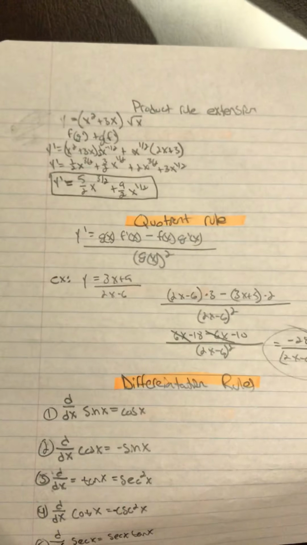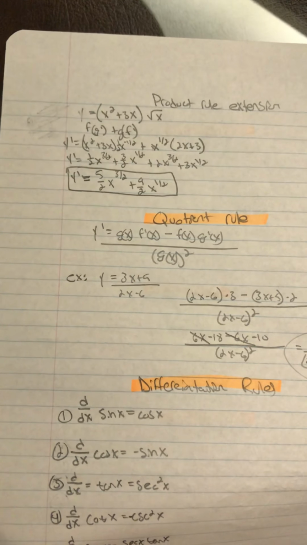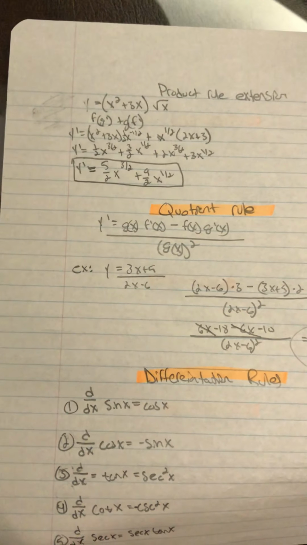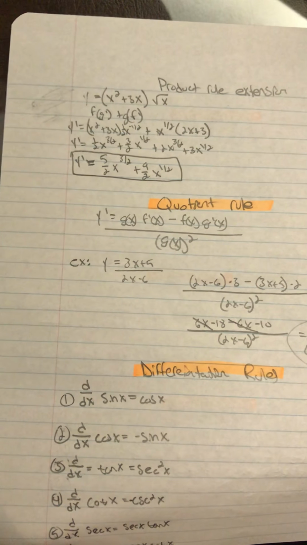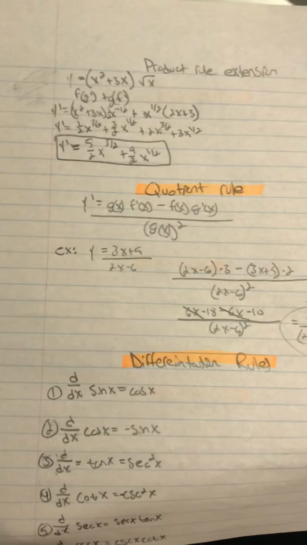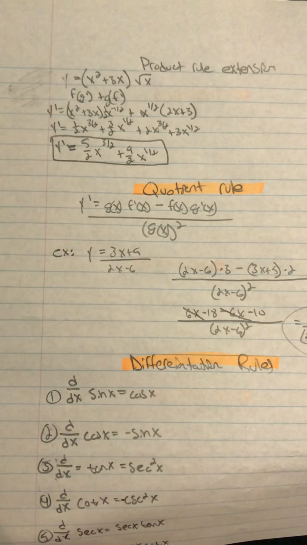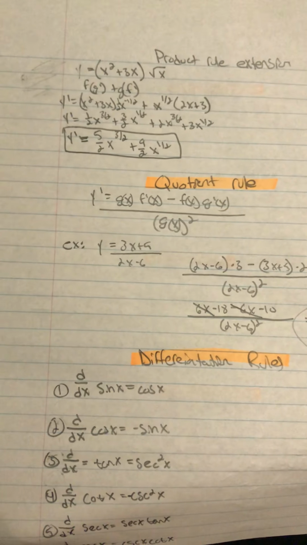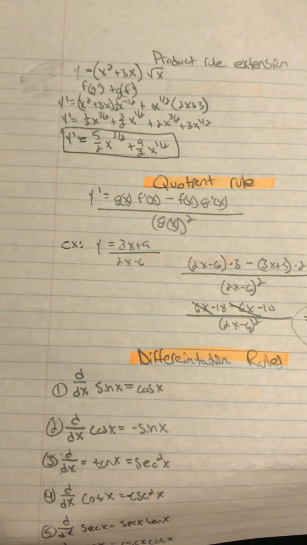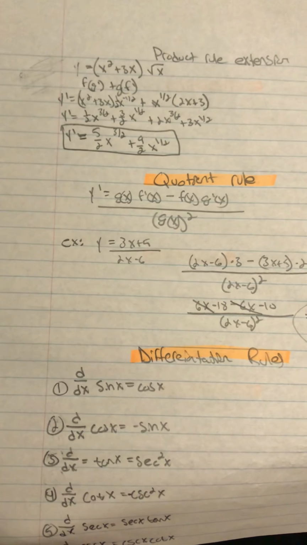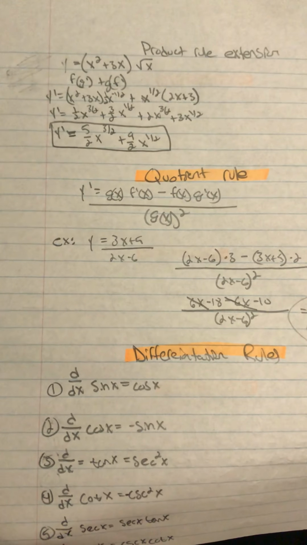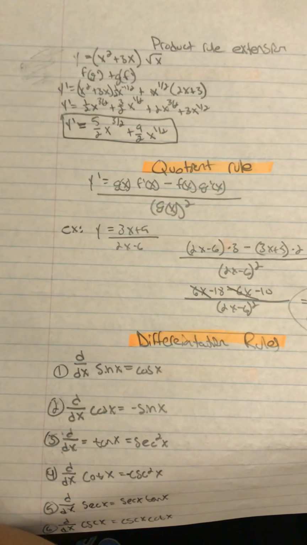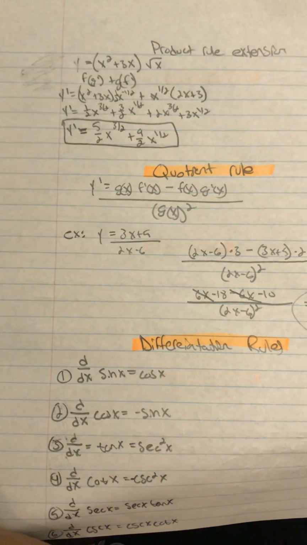Now you get your quotient rule. This equation is exactly how it should be whenever you're doing it, unlike the product rule where it can be kind of jumbled up. It's y prime equals g of x times the derivative of f of x minus f of x times the derivative of g of x, divided by g of x squared. Now, when we're doing that g of x squared, we usually don't expand that. We just keep it how it is.